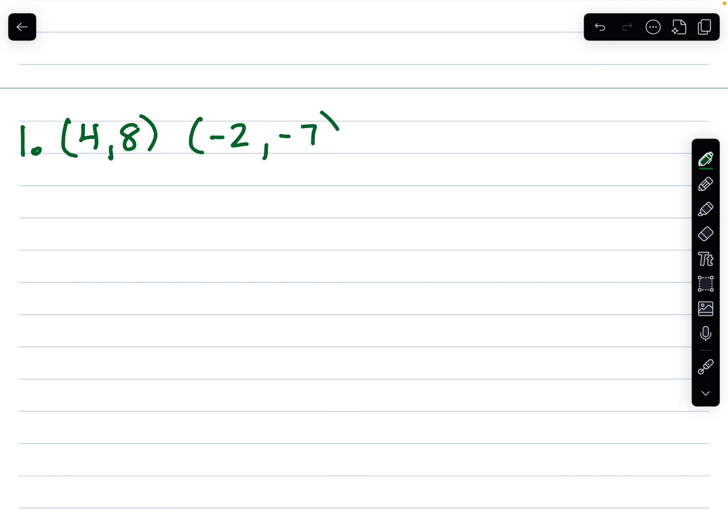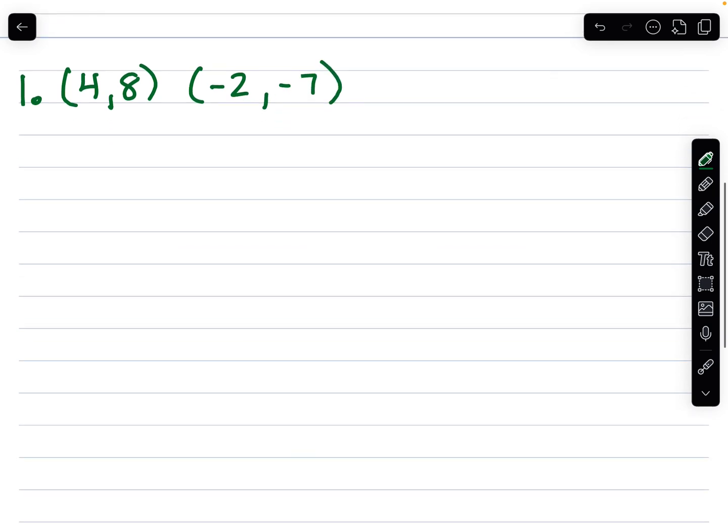So if the only thing it gives you is two ordered pairs, so 4, 8, -2, -7. Just like the last couple days, we need to know what's my slope, what's my y-intercept, right? So if I don't have either of those things, who can tell me what I would have to find first here?